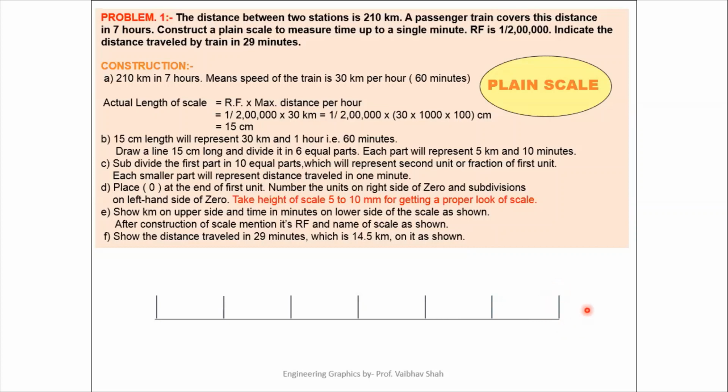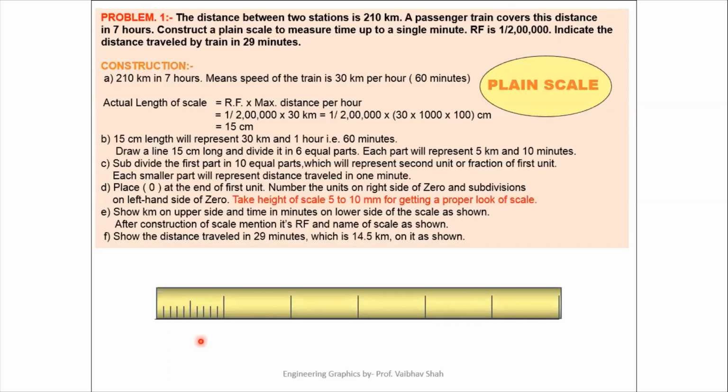After that, we will draw a vertical line of 10 mm, for getting a proper look of the scale. So let us give the 10 mm. After that, we will divide the first part into subdivisions. So we have divided the first part into 10 subdivisions. Now we will specify the unit, starting from the end of the first division. So place 0 at the end of the first unit. After that, number the units on the right hand side, 0 to your primary scale.